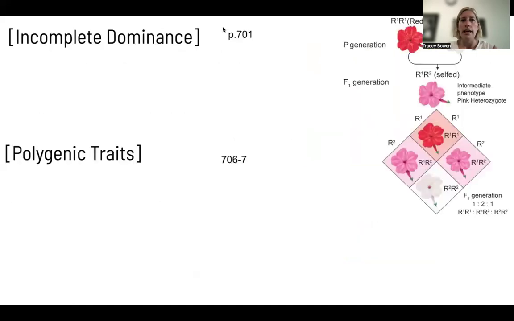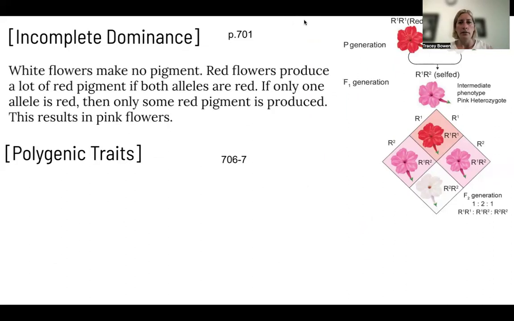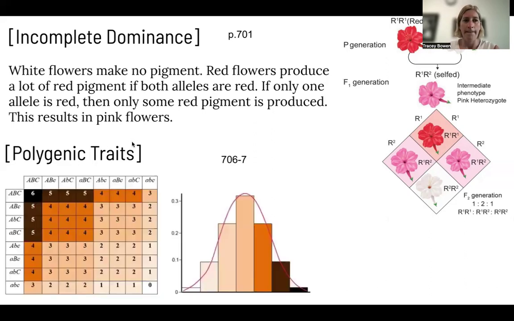All right, so incomplete dominance is kind of similar to codominance in the way that we think about it, but incomplete dominance is where white flowers, which make no pigment, and red flowers produce a lot of red pigment if both of the alleles are red. If only one allele is red, then it's making some red pigment, and that results in pink flowers.